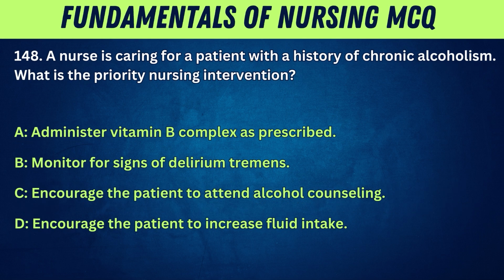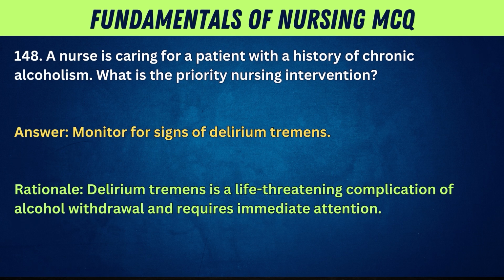148. A nurse is caring for a patient with a history of chronic alcoholism. What is the priority nursing intervention? A. Administer vitamin B complex as prescribed. B. Monitor for signs of delirium tremens. C. Encourage the patient to attend alcohol counseling. D. Encourage the patient to increase fluid intake. Answer. Monitor for signs of delirium tremens. Rationale. Delirium tremens is a life-threatening complication of alcohol withdrawal and requires immediate attention.